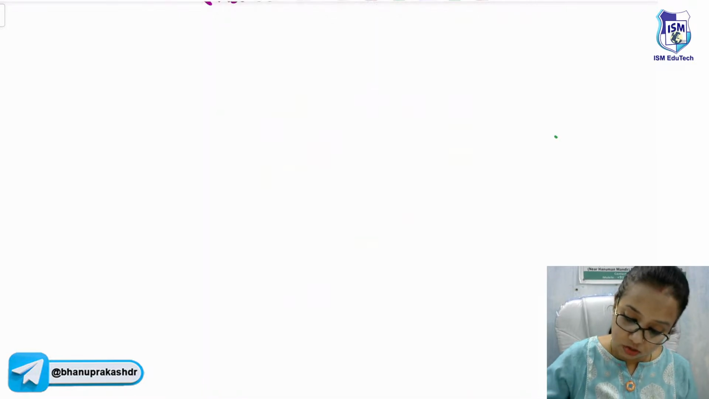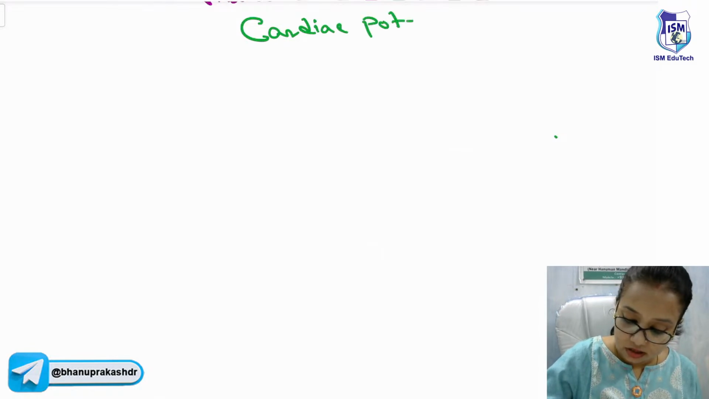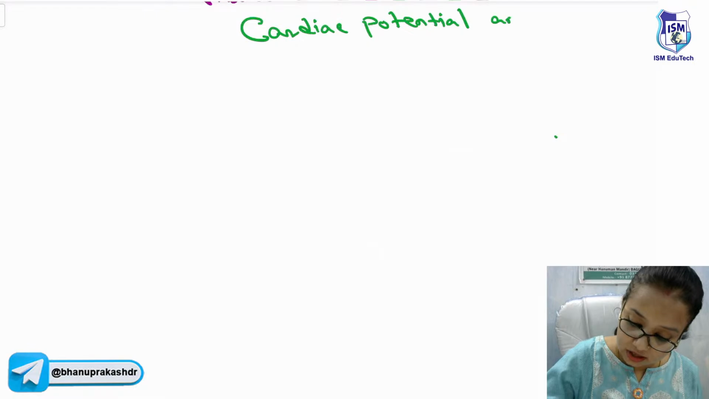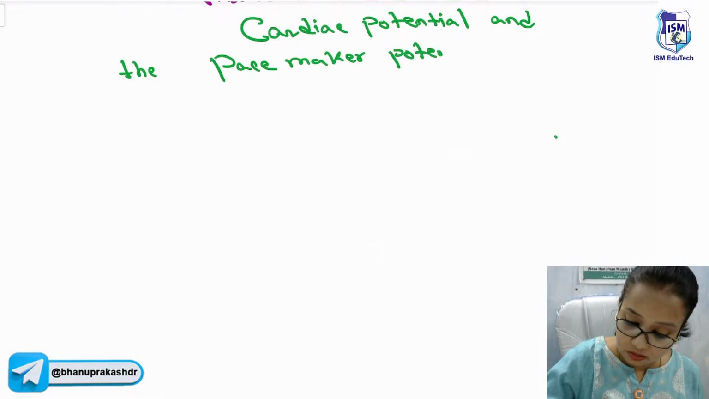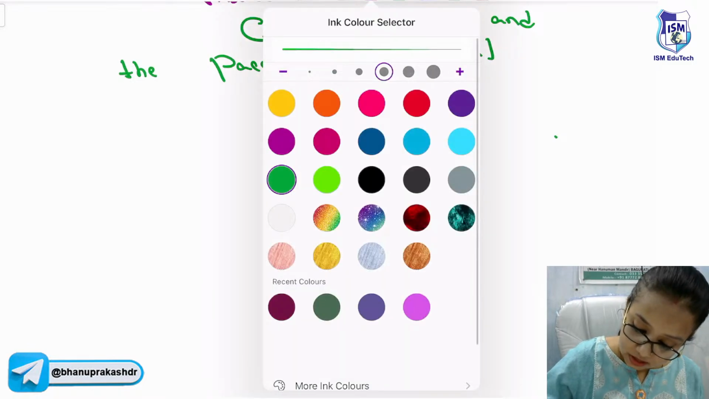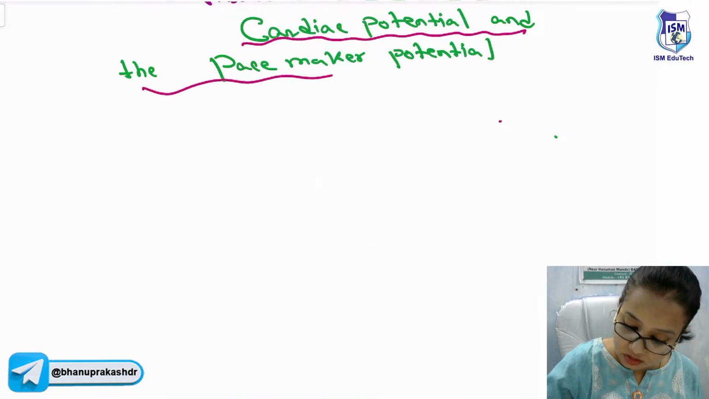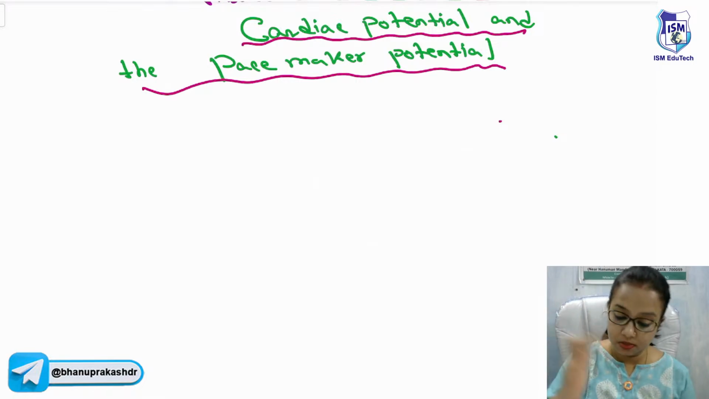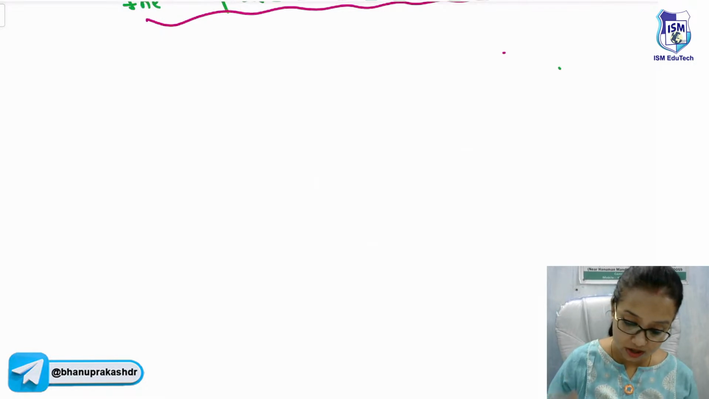Now, coming to the action potential. The action potentials of the cardiac muscle are mainly of two types. So, we are going to write it like cardiac potential and the pacemaker potential. Now, one thing about this cardiac potential and the pacemaker potential. Okay. Before we go on to understanding the graphs of it, two important things we have to understand.